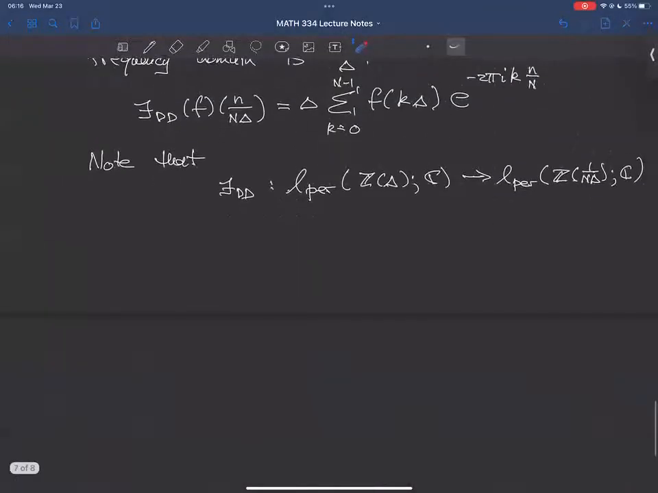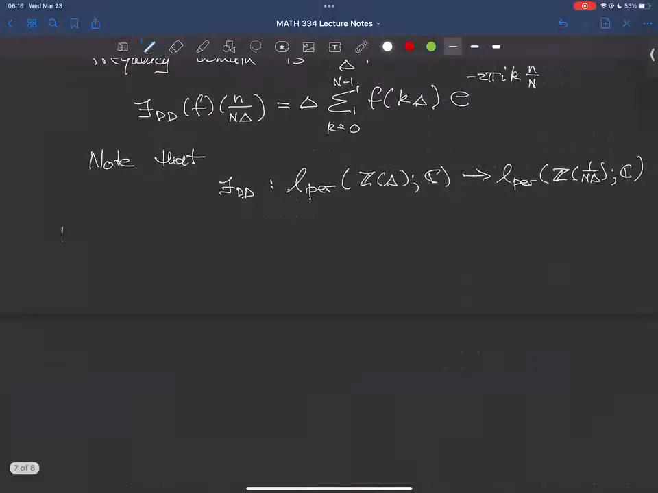Now, what do we want to do? Now we want to invert these transforms.